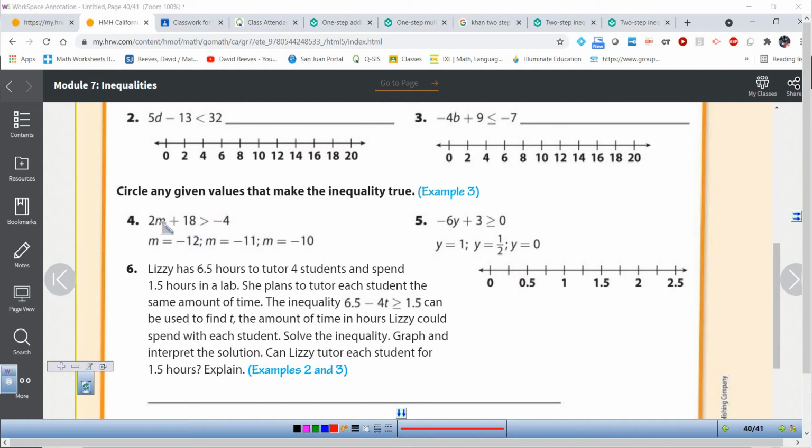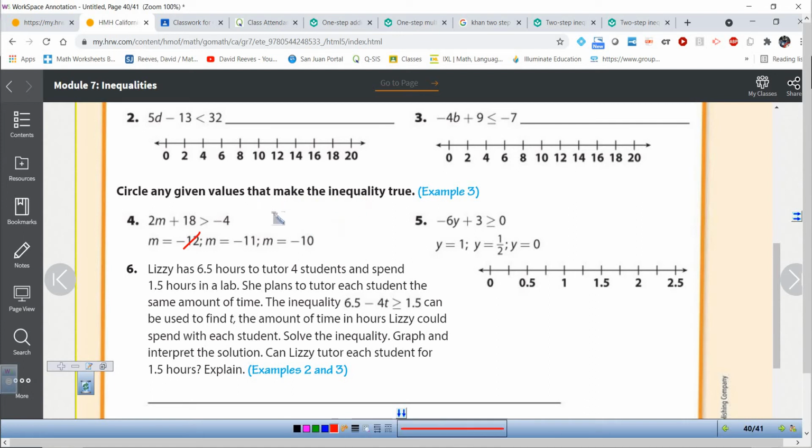Now, remember with equations, we had to make the left side equal the right side. Now we just have to make it true, which means for this one, the left side has to be greater than the right side. So let's try -12. 2 times -12 plus 18, is that greater than -4? All right, well, 2 times -12 is -24. -24 plus 18, well, I think that's 6, right? Or -6, rather. Is -6 greater than -4? No, actually, -6 is smaller than -4. So -12 does not work.